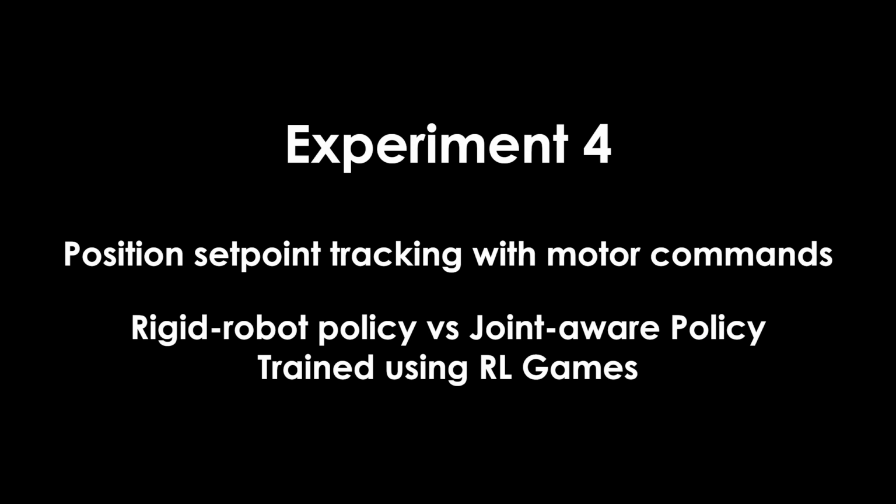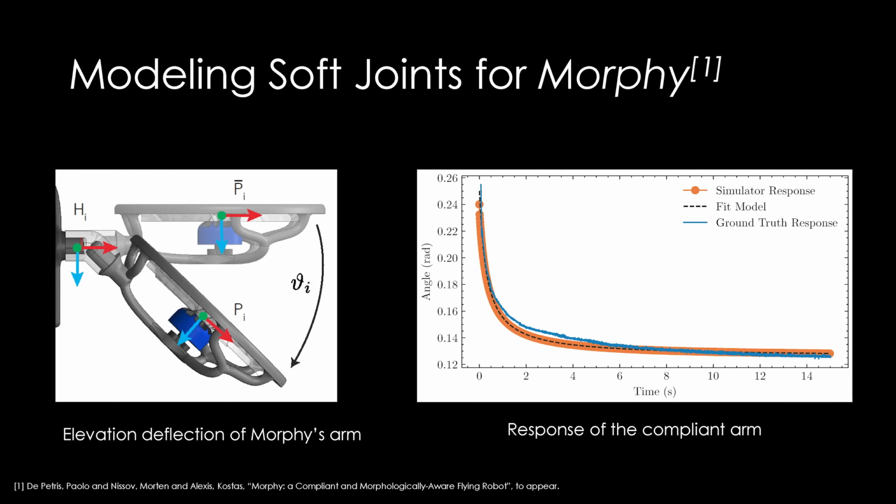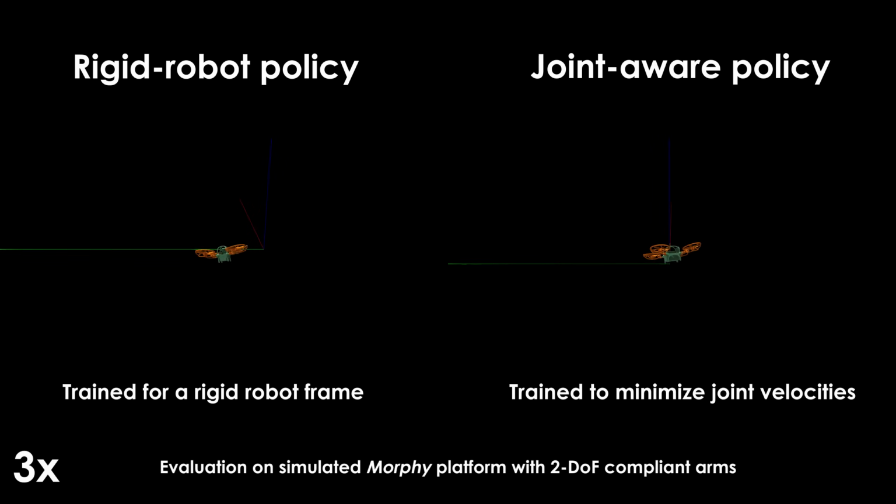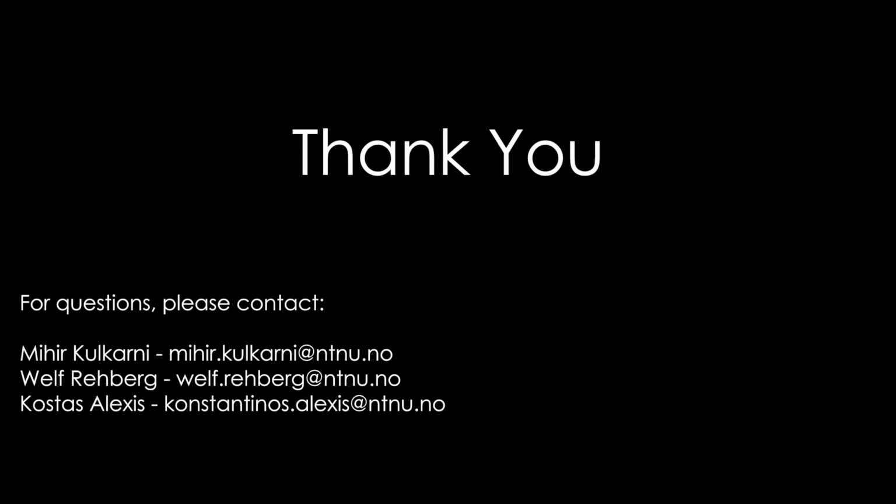Finally, we model the joint response for Morphe, a quadrotor platform with flexible arms. We further compare the performance of motor control policies trained for a rigid variant of the platform against a joint-aware policy trained to minimize joint oscillations.